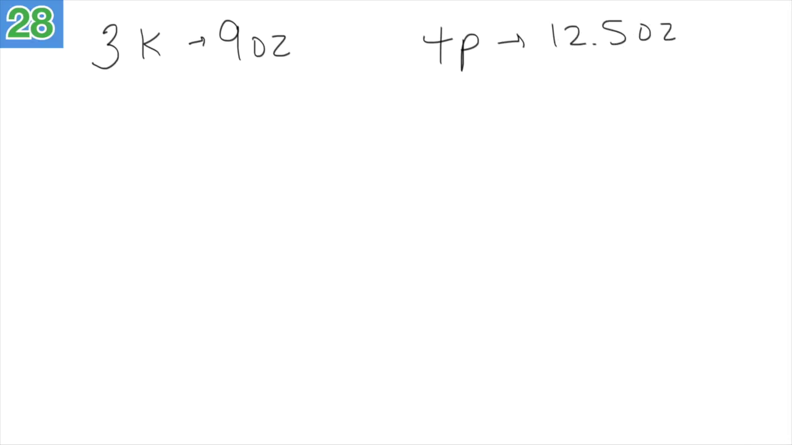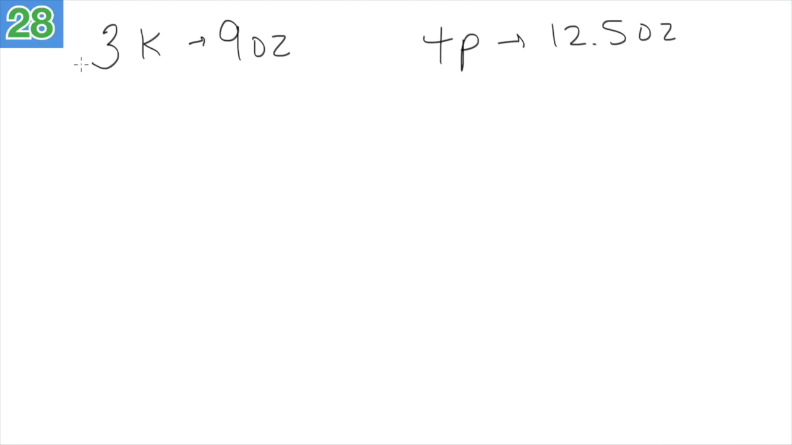The average weight of 3 kittens, I'll say 3K, is 9 ounces. I just like writing out what our information is before we start. And the average of 4 puppies is 12.5 ounces. What is the average weight of all 7 animals?